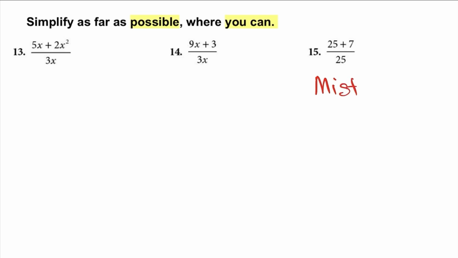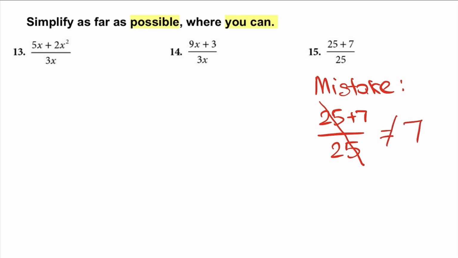This is a big mistake, as we have addition here. We cannot simplify 25 and 25. How do we solve this question? First, we add 25 and 7. We get 32 over 25. 32 and 25 have no common number, so we leave our answer as 32 over 25. If your question asks you to write this as a mixed number, then you change it to a mixed number. Otherwise, you can just leave it as it is.